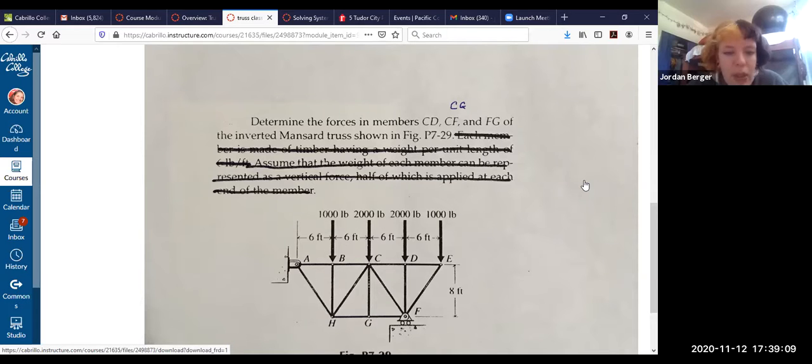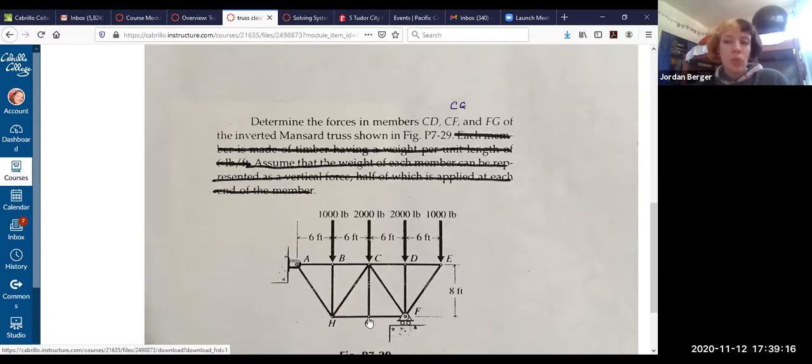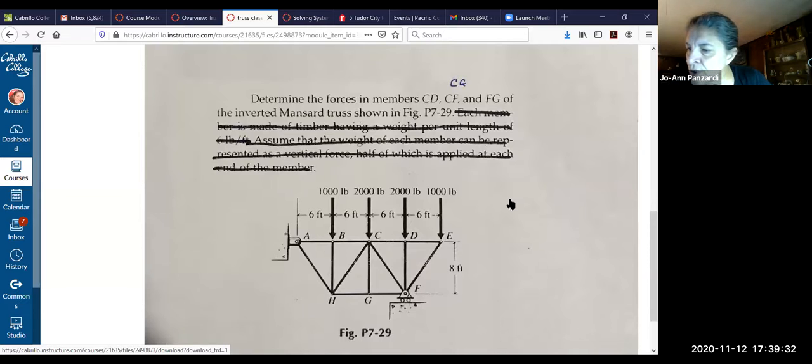I guess CG would. Okay, so which joint are you looking at for determining rule 2? G. So you look at G, there's 3 members there, 2 collinear, 1 non, no external support, no external loads. Yes, CG is equal to 0. So we already canceled out one thing really quickly.